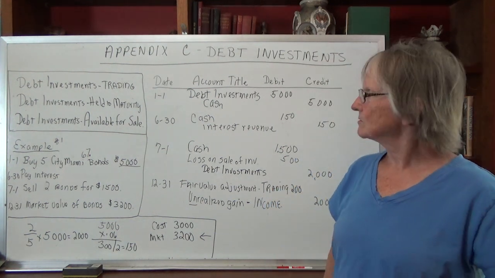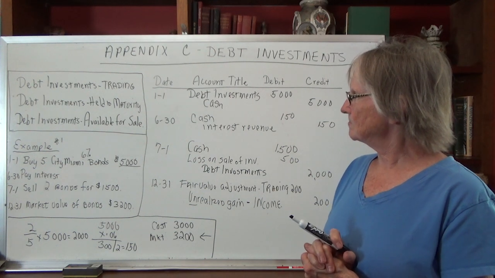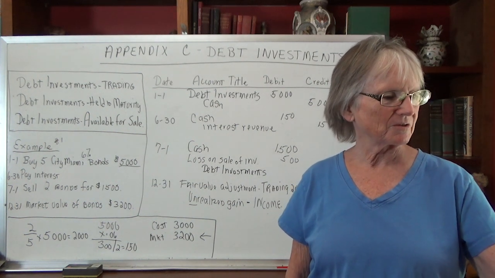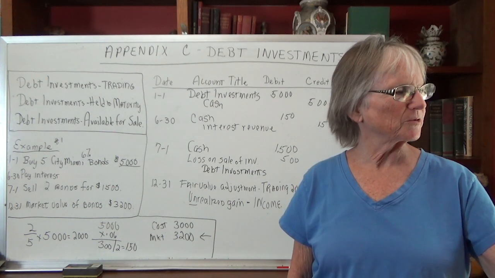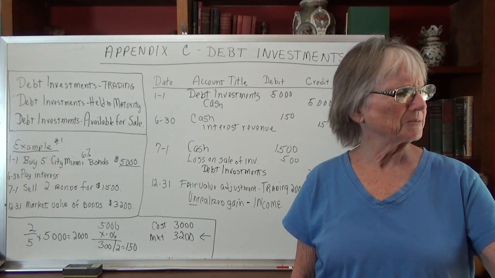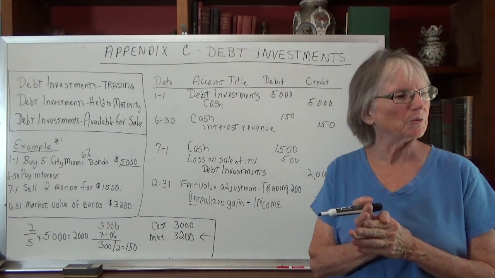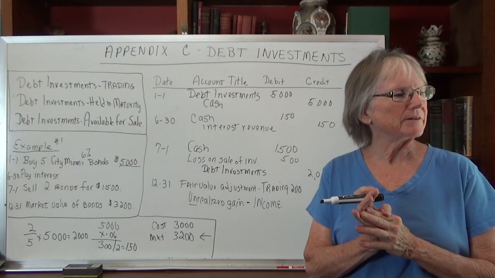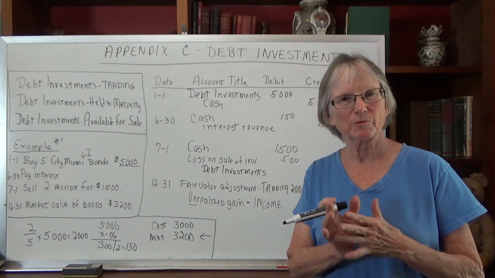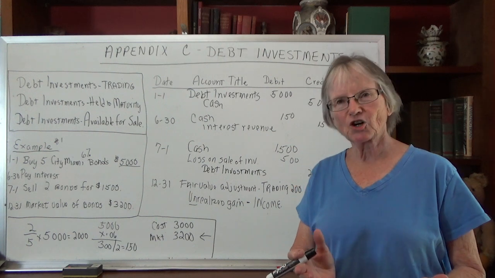Debt investments held to maturity, we don't really do the accounting for them, but we'll just talk about them for a second here. The debt investments held to maturity are ones that we plan to hold until they come due. Management has to have the ability and the intention to hold them until they come due. The book simplifies this, saying that they're just on the books at cost.